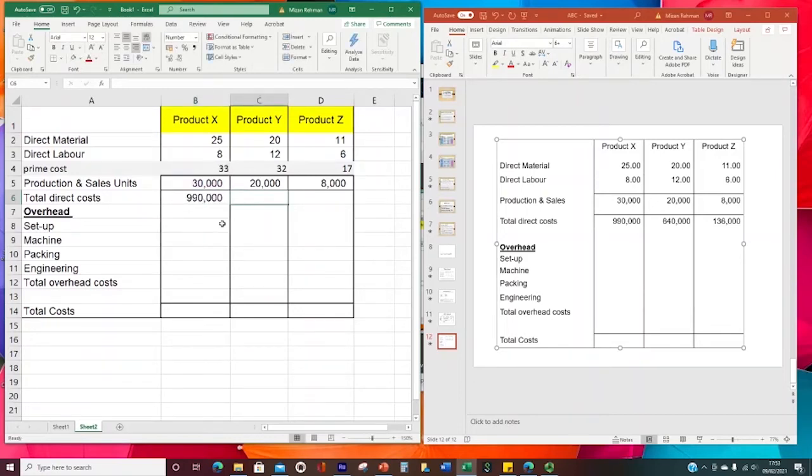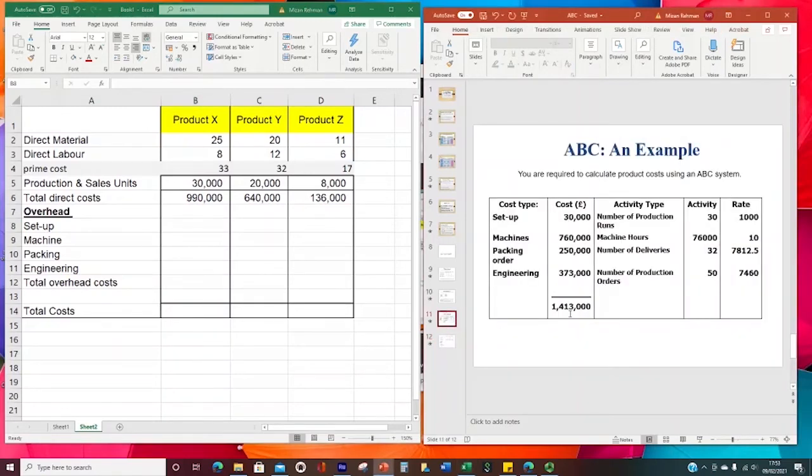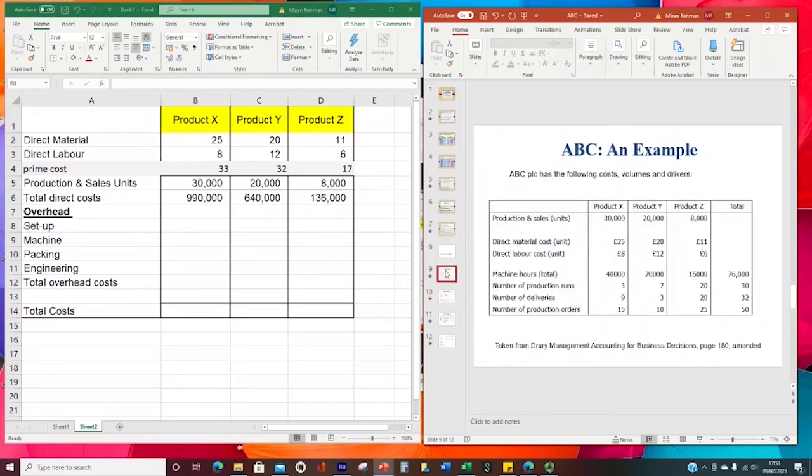So these are my direct costs for X, Y, and Z as well. Now we are going to deal with our overheads, which are the main problem in all of the cost accounting questions. So first of all, we have setups, and here we have calculated the cost of each driver on the slides you can see. So what we need to do is basically simply multiply the rate with the number of times each product has used that activity, and that is given in our sheet.